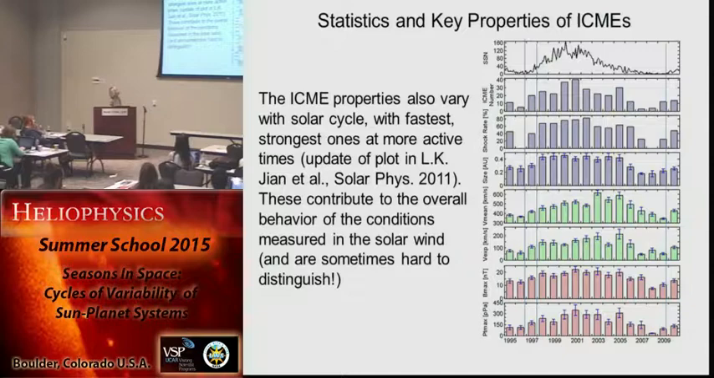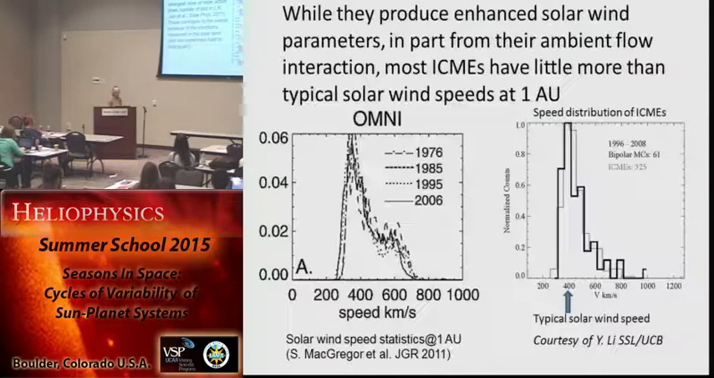Bear in mind that the statistics of ICME properties have been analyzed and are in the literature, and they tend to give you higher speeds, as you might expect. They tend to give you higher magnetic fields. They give you the high dynamic pressure pulses that you see. So they contribute some of the extremes of the solar wind parameters.